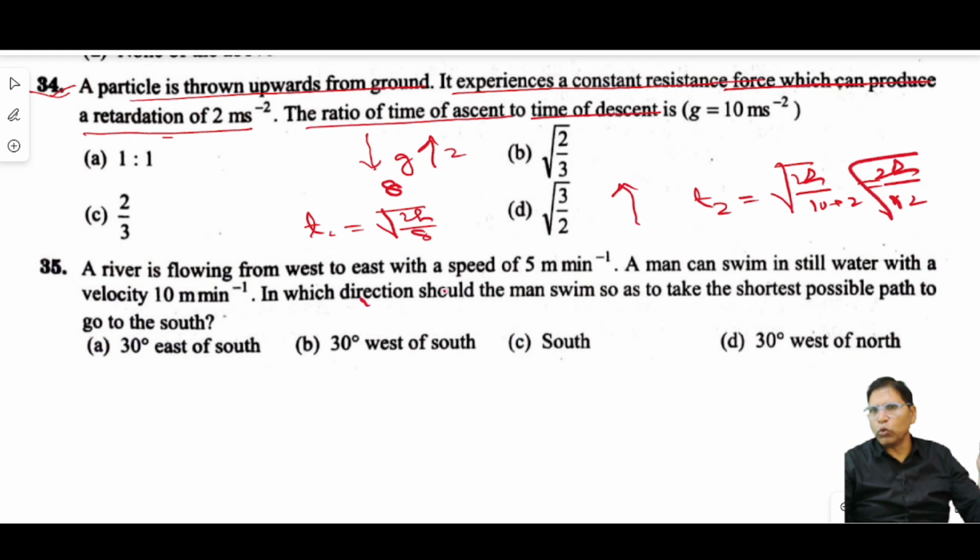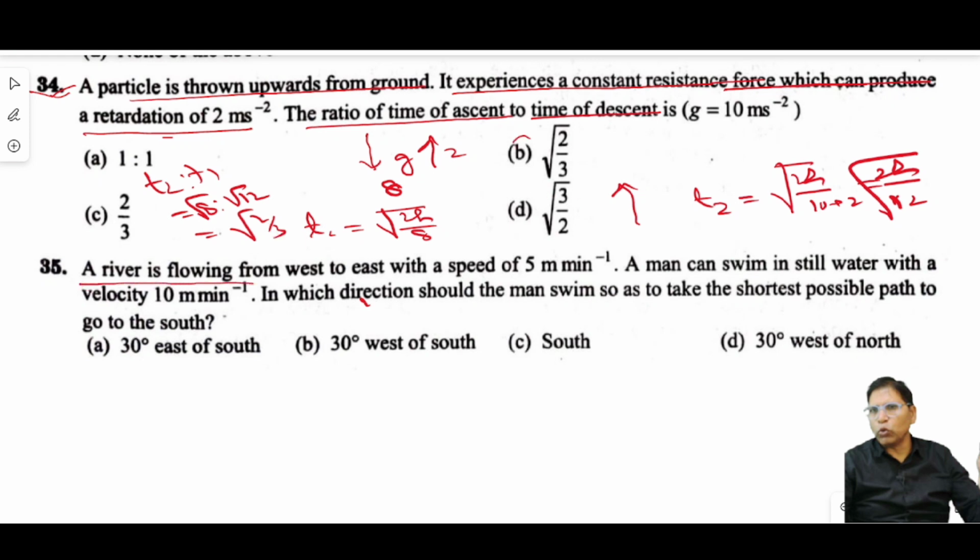Therefore, t1 is to t2, time of ascent is to time of descent, is root of 1 by 12 is to root of 1 by 8. So this is root over 2 by 3. Okay, understood? Next.